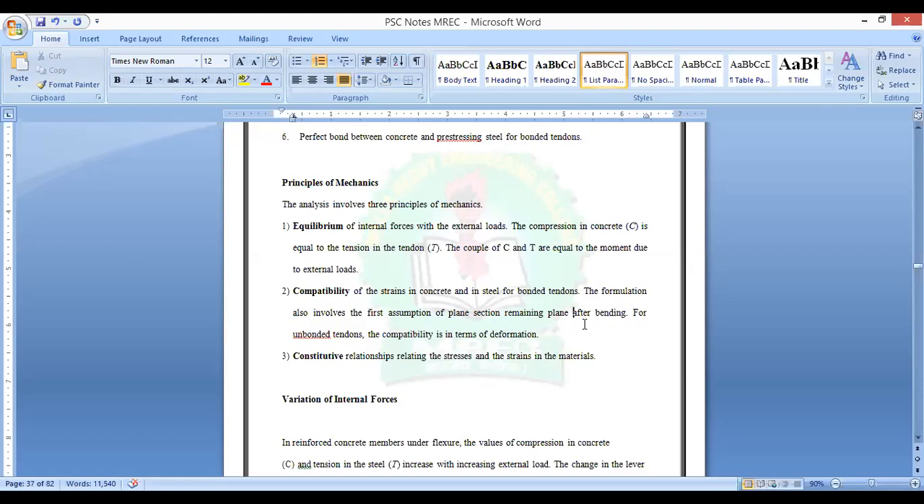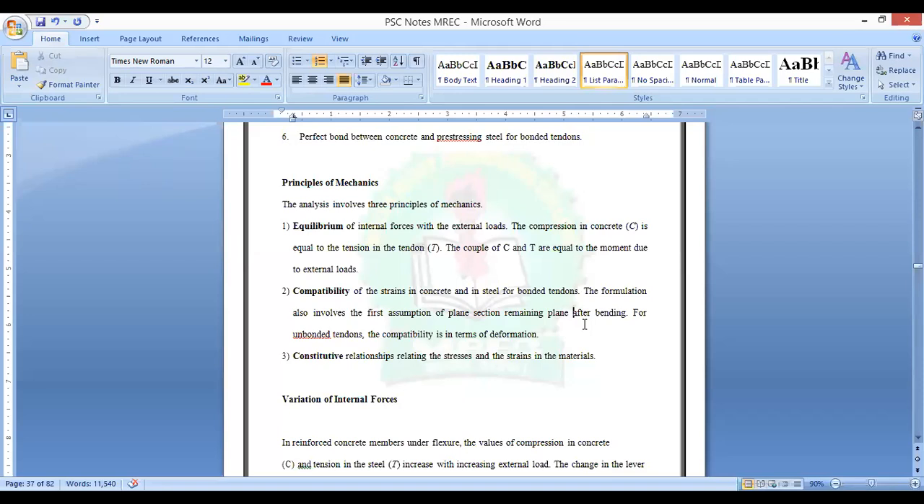The last one is the constitutive relationship, which relates to specific strength in materials. As we already discussed many times, where your member is behaving elastically, all the relations between stresses and strains are directly proportional. That is also one of the principles. Why? Because, as you all discuss, the member always follows Hooke's law, your stress is directly proportional to strain, which leads to the member behaving elastically, right? So when we are discussing all these, it relates that there is a constitutive relation between the stresses and strains in the materials, right? So these are the principles of mechanisms.